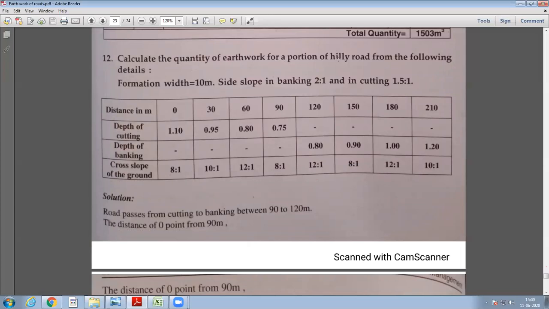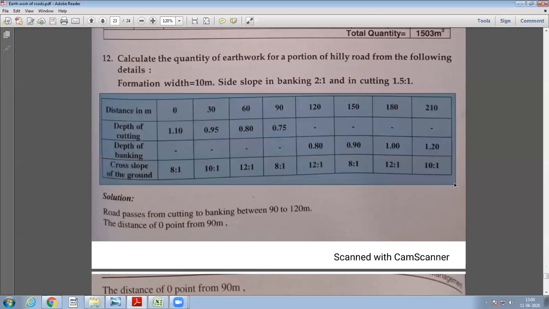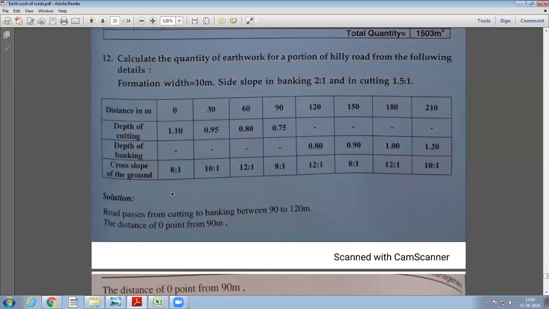Calculate the quantity of earthwork for the portion of hilly road from the following data. Formation width is 10 meter. Side slope in banking and cutting both are given. That means this problem is having both cutting and filling. So they have given the distances and depth of cutting and banking, and the corresponding cross slope also they have given. Here they have not given the RL of ground level and formation level and rising gradient, upward gradient, all those. This data they have provided directly.